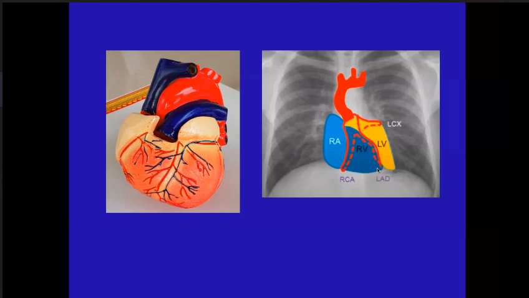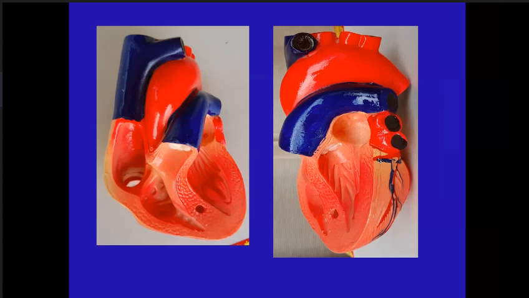The view which shows the left main artery may not show the middle LAD. The view which shows the mid LAD may not show the distal LAD. The view which shows the proximal RCA may not show the distal RCA. You may need different views. Therefore, you need more than one view, multiple views. And that's the why. And when you open the heart for a ventricular angiogram, it becomes even more complicated.